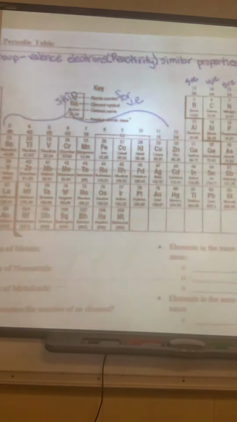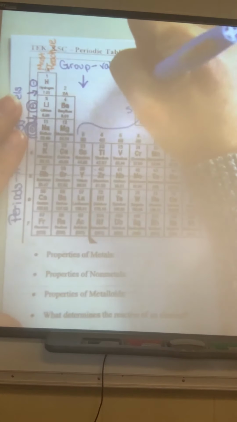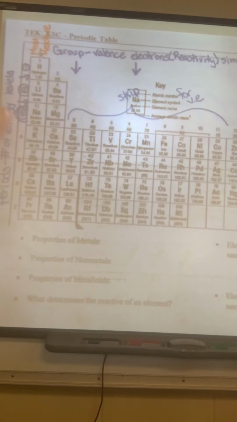My groups, which way do groups go? Up and down. So I'm going to draw an arrow showing going downward.